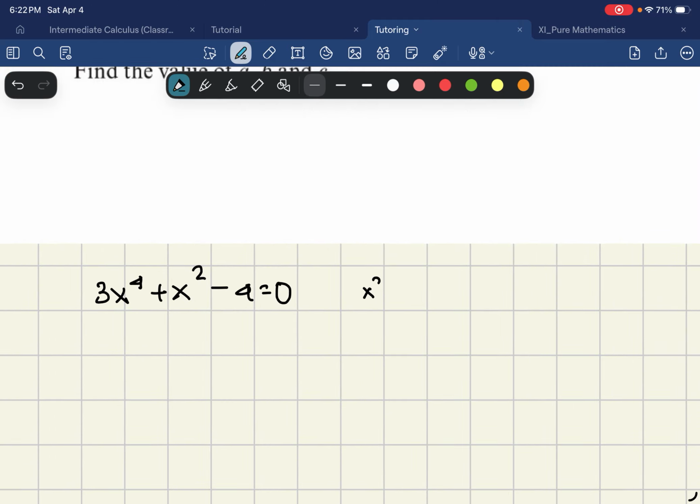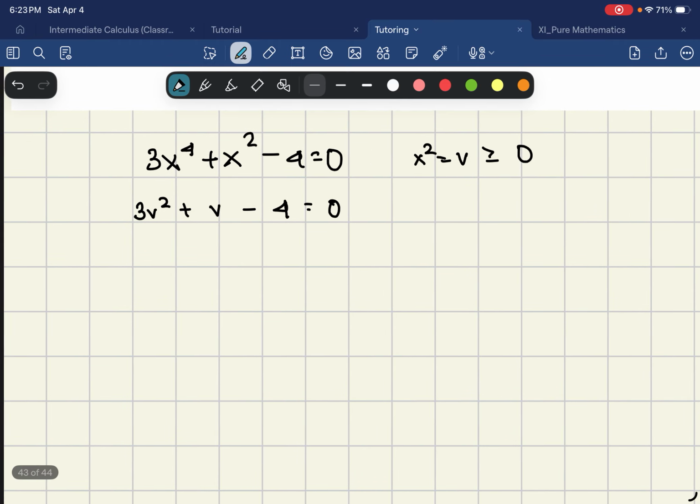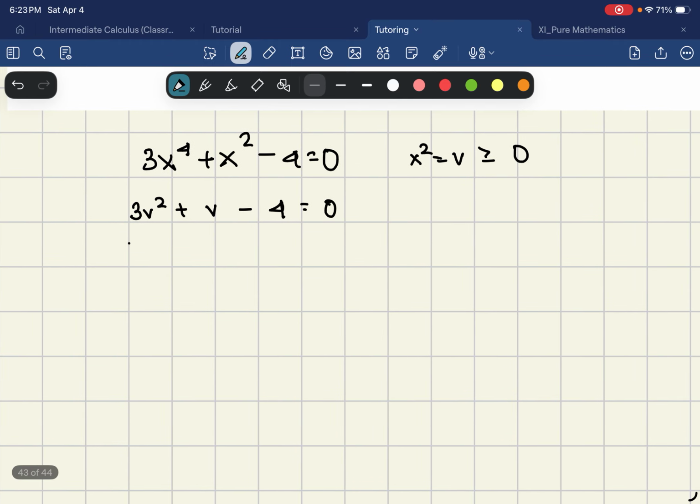And I'll say x squared is equal to v again, right? So when you use the same idea, you get 3v squared plus v minus 4 is equal to 0. But remember, x squared is either 0 or bigger. That is something you have to keep in mind. So v is bigger than or equal to 0. So now, let's use the quadratic formula.